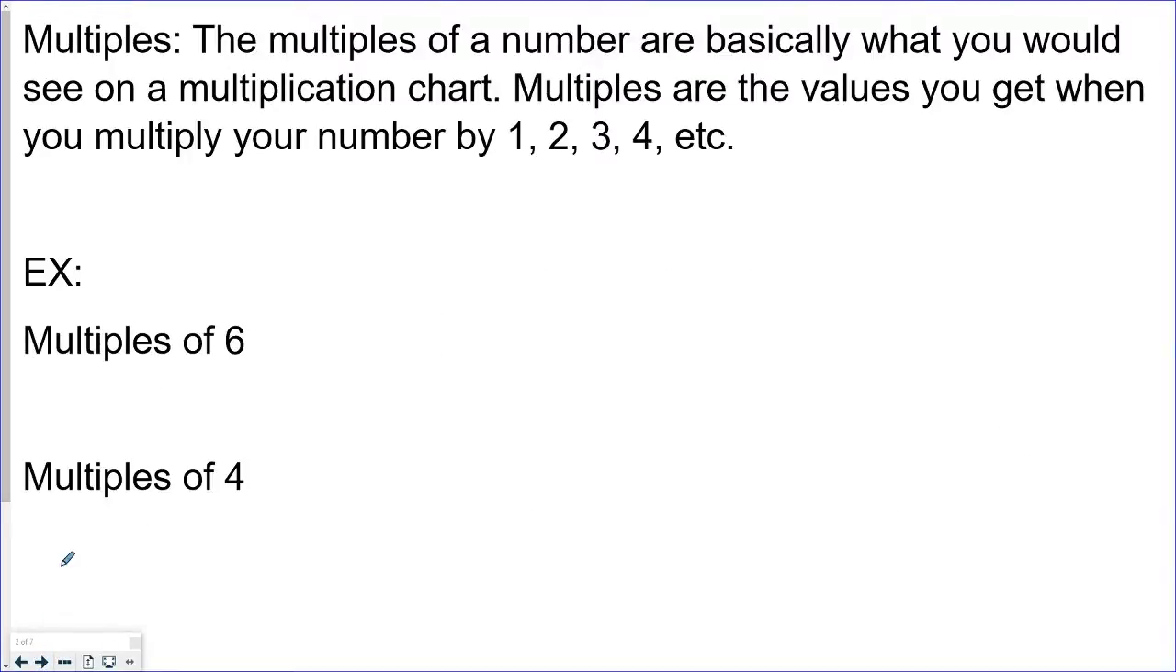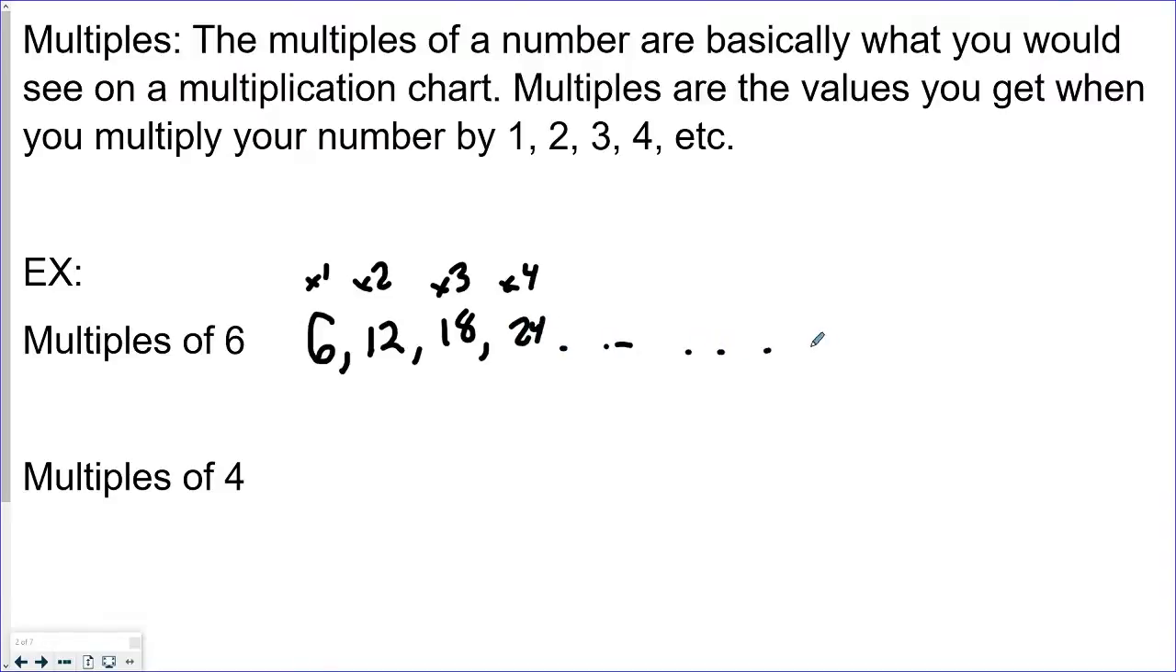Let's take a look at multiples here just a quick second. So how do you find the multiples of 6? Well, you just make a table. So you start with 6. That's 6 times 1. Then 6 times 2, that's going to be 12. And 6 times 3, that's going to be 18. And 6 times 4, that's going to be 24, and on and on.